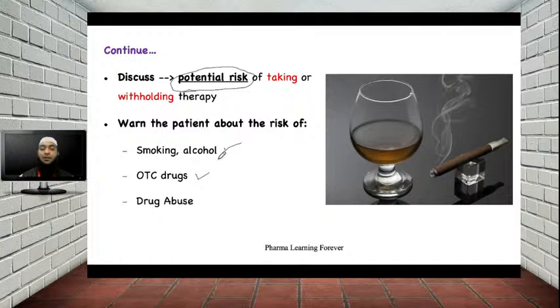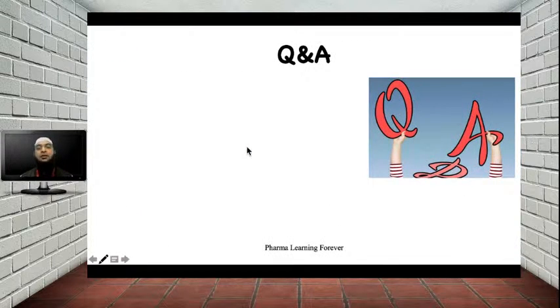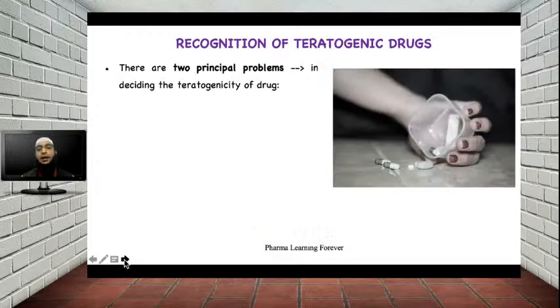Likewise, you must explain about drug abuse. If a pregnant woman is addicted to a particular drug like cocaine or heroin, which is quite common in Western countries, then in those cases you need to warn that patient about the risk to the growing fetus in the mother's womb. So I am done with the first part of today's session. Let's move on to the next part of today's session.